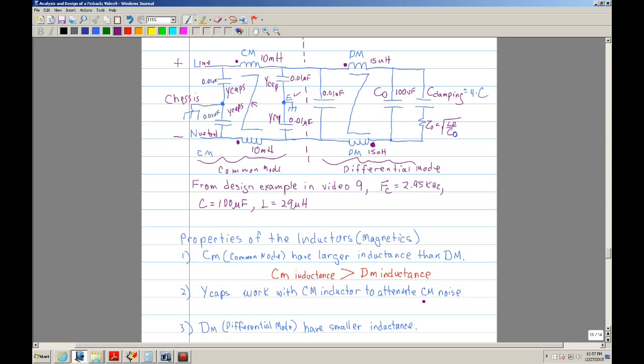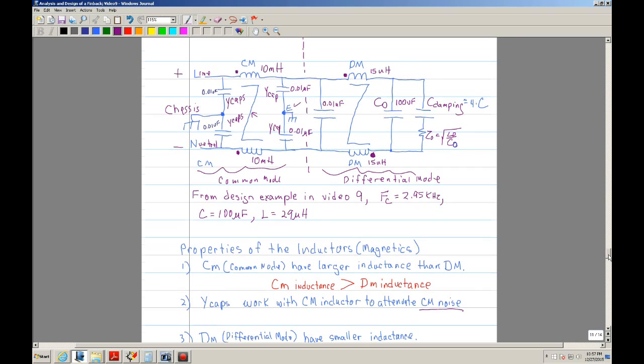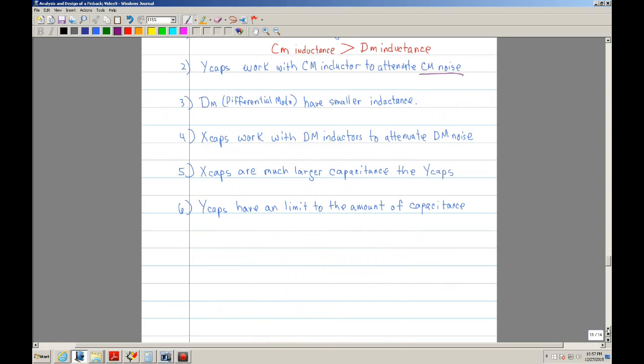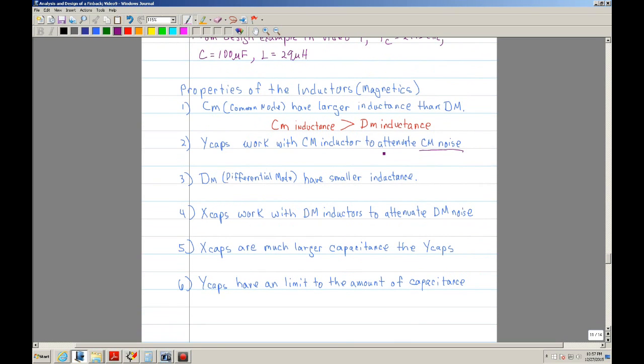And if you have a question, what is common mode, go ahead and view the video prior to this, where I explain where the common mode noise comes from. And typically common mode noise is switching noise.